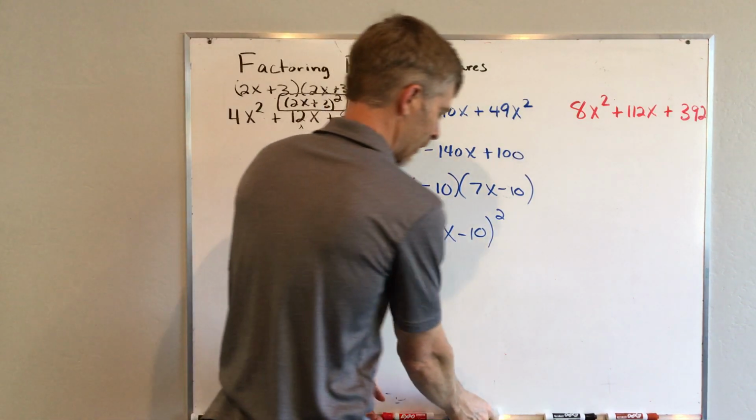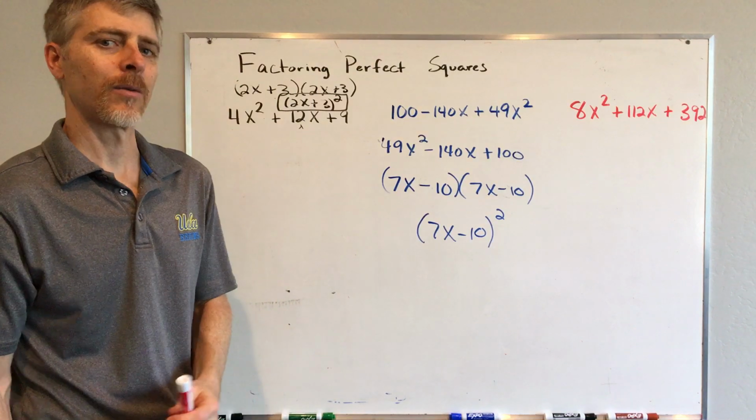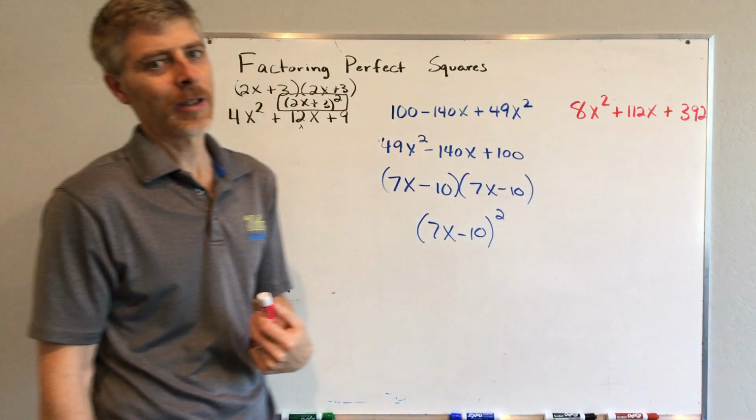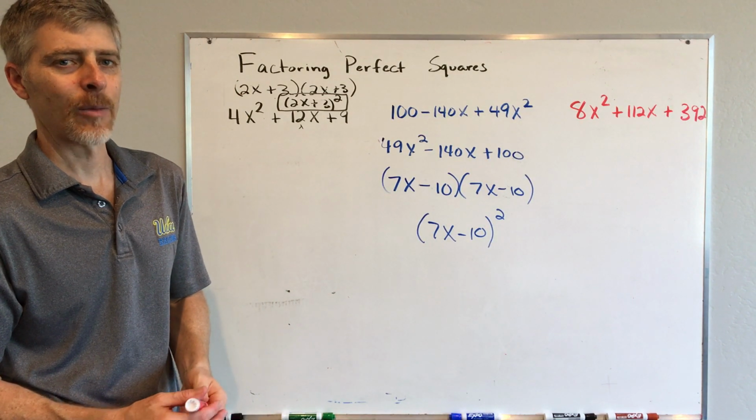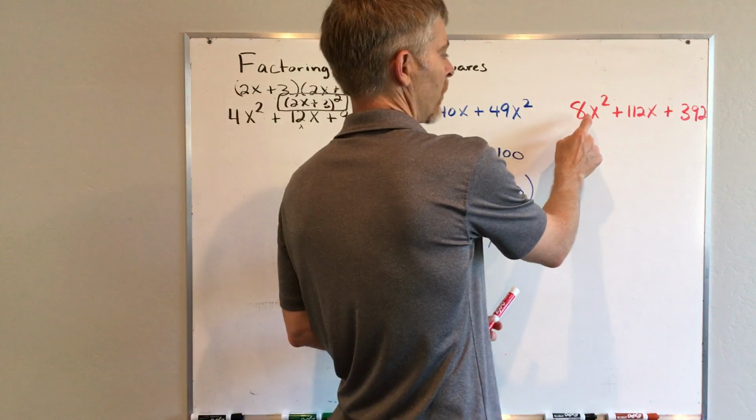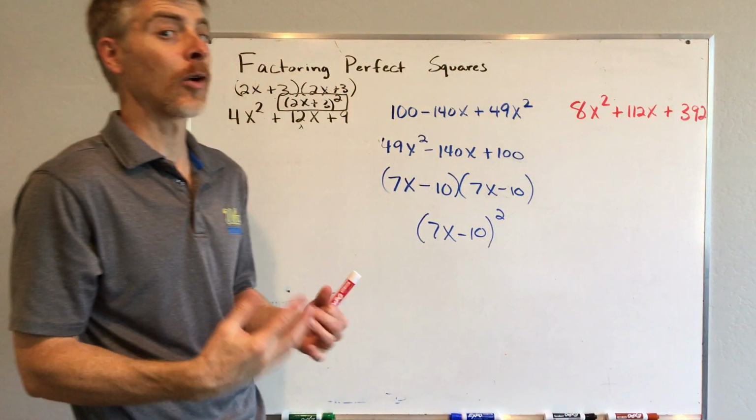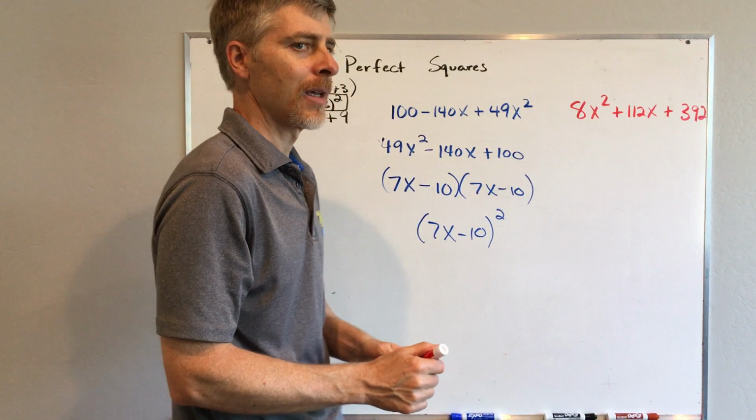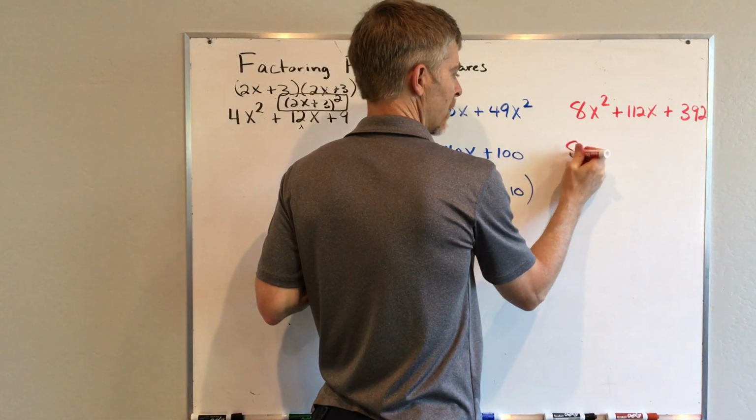Okay, our last example here. 8x squared plus 112x plus 392. Well, the numbers are getting big, and when there's big numbers, it's probably done on purpose so that you will factor out a greatest common factor to make the number smaller. So let's do that. 2 will definitely go into 8, 112, and 392, but we want the greatest common factor. Looks like it's going to be 8. I'm guessing it's going to be 8, so let's try 8.